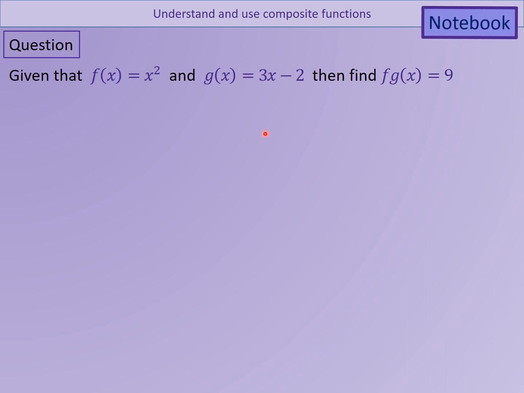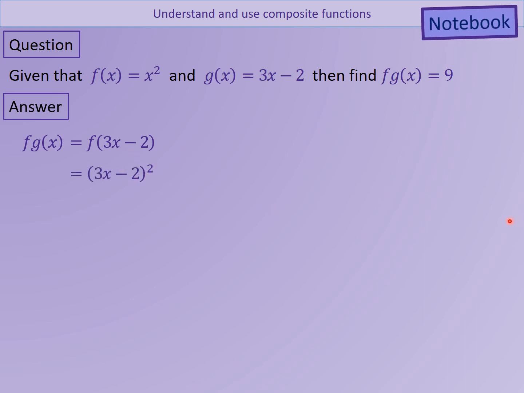Okay, so let's see how far you might have got then. So first thing we need to do is definitely work out fg of x. So it's the g function, 3x minus 2, substituted into the f function. What does the f function do? It takes whatever you got inside the brackets and squares it. So in this case, it's got the 3x minus 2 inside the brackets and it squares it. Right, that's it done.